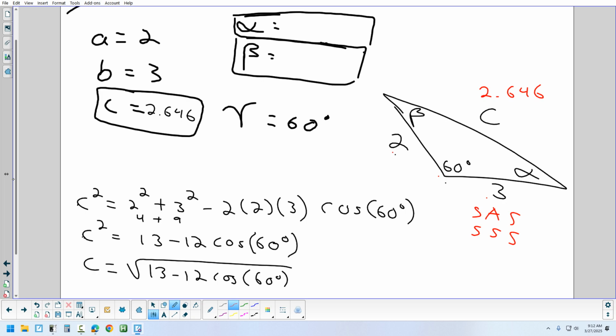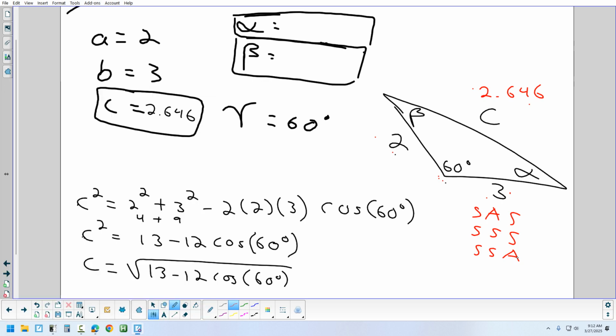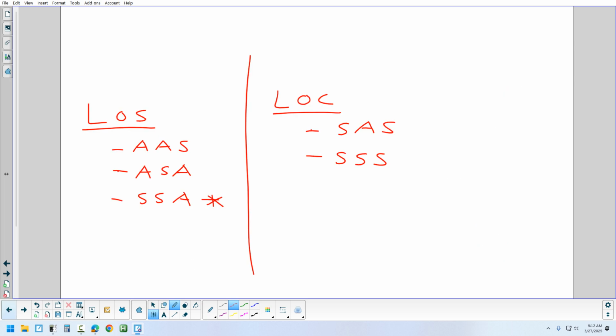What other type? Side. It's a side, and an angle not between them. Or you can think of it as a side, and an angle not between them. There's a couple ways to think of it. We could do it as side, side, angle. But if we think of this problem as side, side, angle, what's the issue with that?